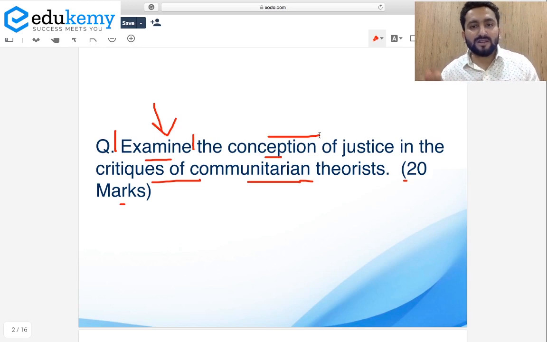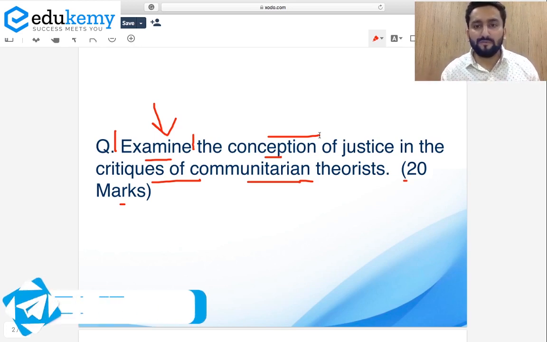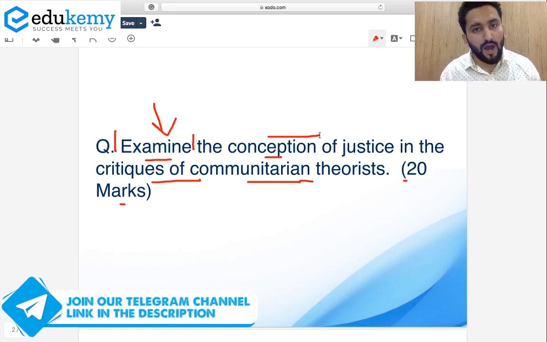Generally, if this question is asked as a 15 marker or 10 marker, simply saying communitarian critique on justice, then our total approach is different. How? When it's a 10 marker, we need to mention specific scholars like Michael Walzer, Michael Sandel, and the specific points on which they criticized. That is how we do it, because we have a 150 words limit.